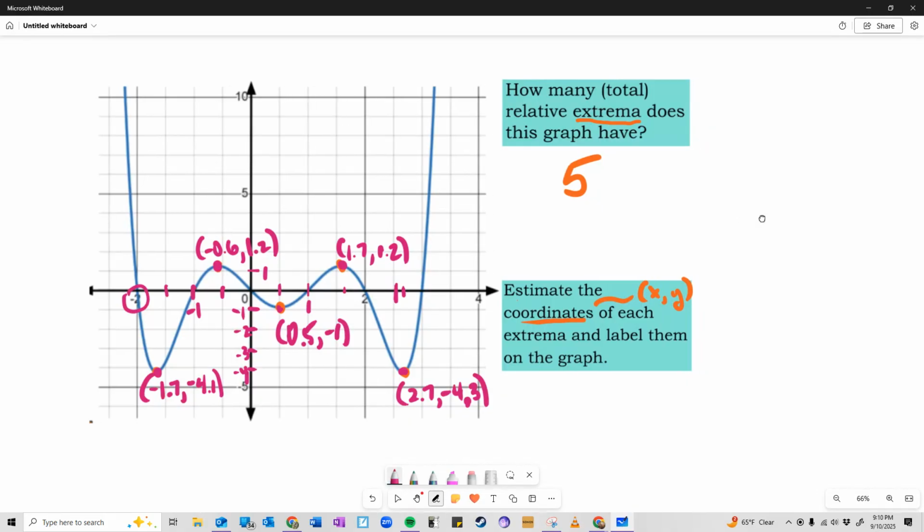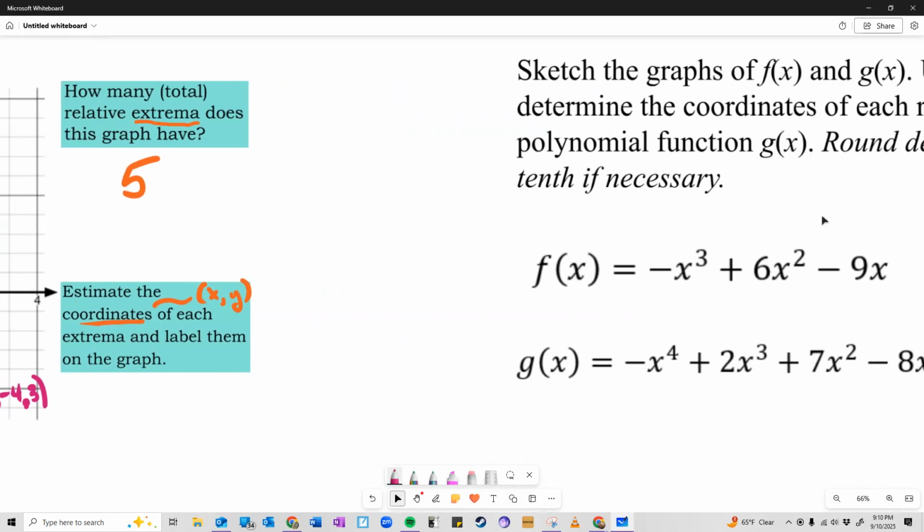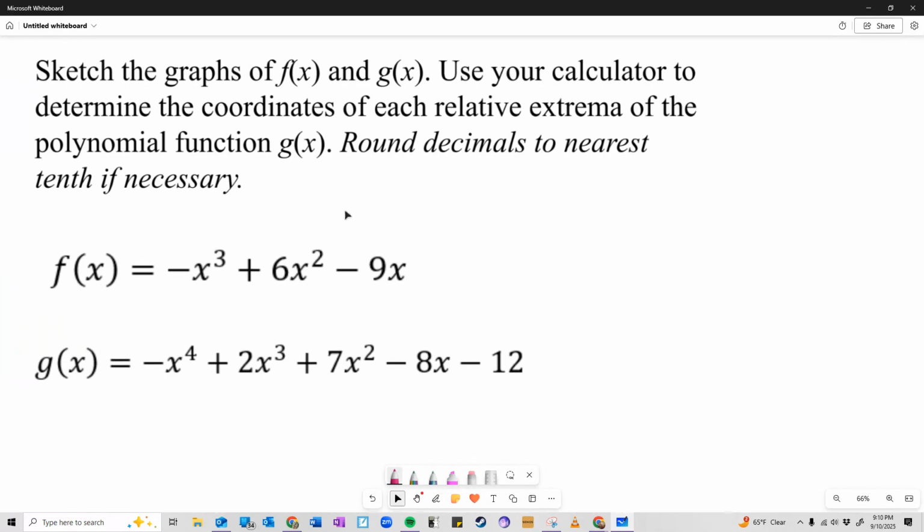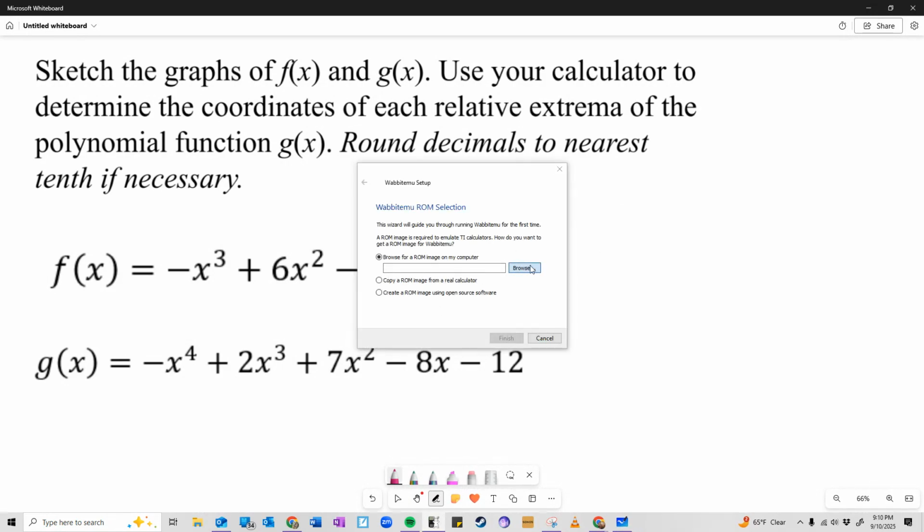Okay, so just by looking at a graph we can estimate, but what if we want exact points? So that was like the last part of the slides that you had today. Sketch graphs of f of x and g of x, use your calculator to find the coordinates. So I'm going to model that for you right now.